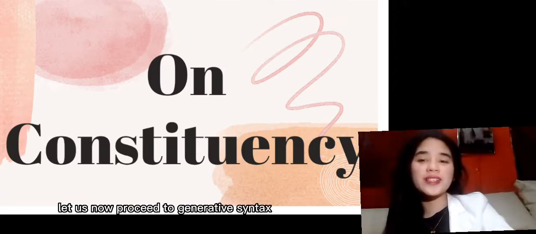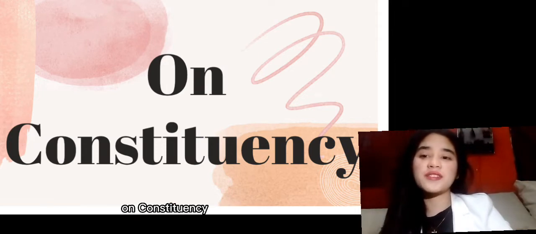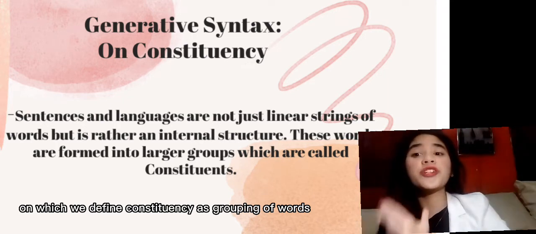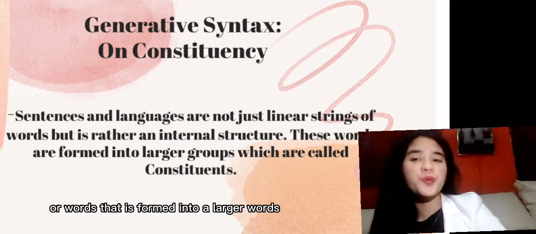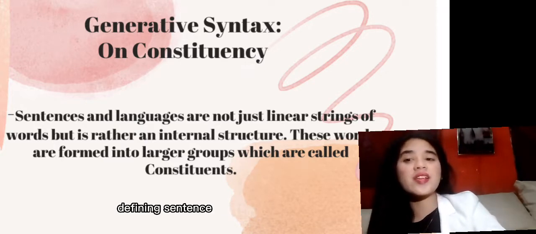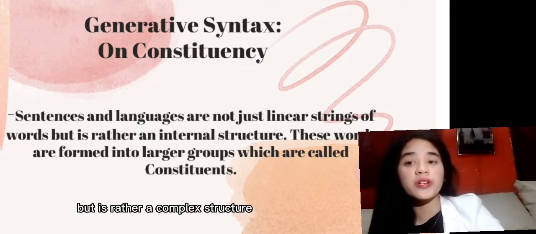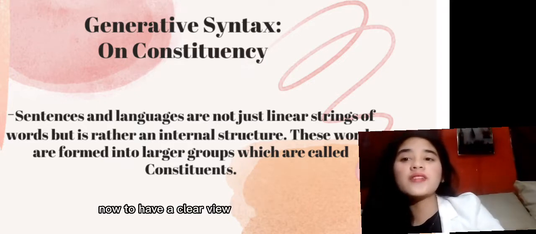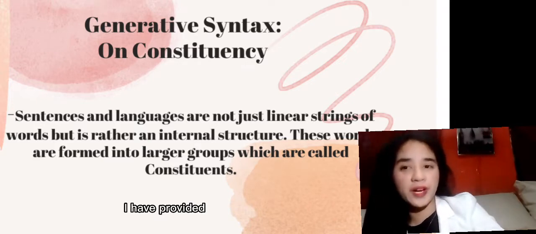Moving on from that, let us now proceed to generative syntax on constituency, on which we define constituency as a grouping of words that is formed into larger words, defining a sentence as not just a linear string of words, but rather a complex structure. It is like an identifiable subpart of a sentence. Now, to have a clearer view, let us view some of the examples I have provided.